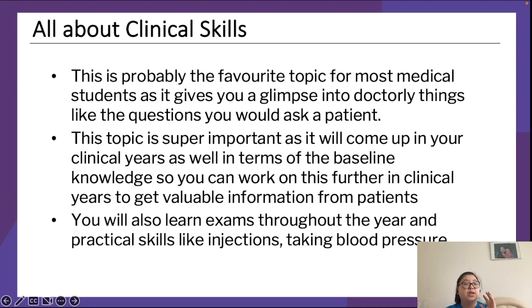And you'll also learn examinations throughout the year as well. So, listening to people's hearts, listening to people's lungs, looking at people's tummies, etc. And also learn practical skills like doing injections, taking blood pressures, putting in drips, taking bloods, and you'll learn more of these over the different years. And you'll also learn how to take ECGs, which is looking at the heart's electricity.